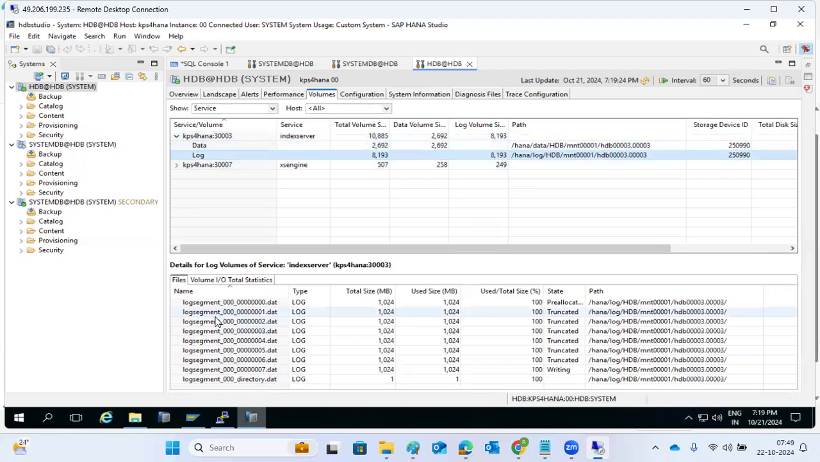In the log volume, we have log segments. Which files is your data writing to presently? Sometimes it writes here, sometimes here. It gives you information on the size of the logs and the status: writing, truncated, deleted, or free. Writing means it is presently writing into this file. Sometimes we get a free log segment, which means that segment is free. These are the log segments.